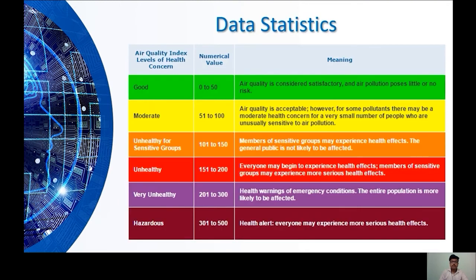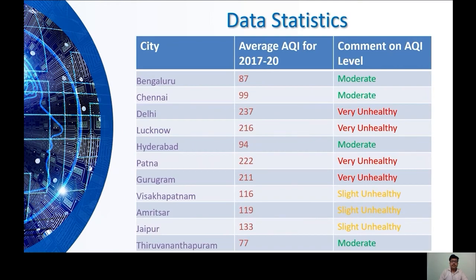The next chart shows the air quality index levels based on the health concern and their corresponding numerical values. This table shows the average values of AQI of different cities over the year interval 2017 to 2020 and their corresponding level of health concern based on the previous chart. We can make an interesting observation from this table.